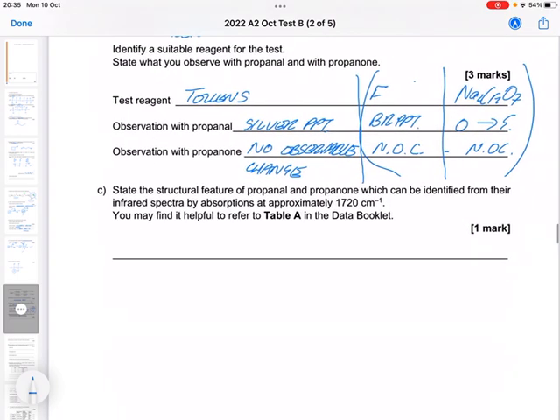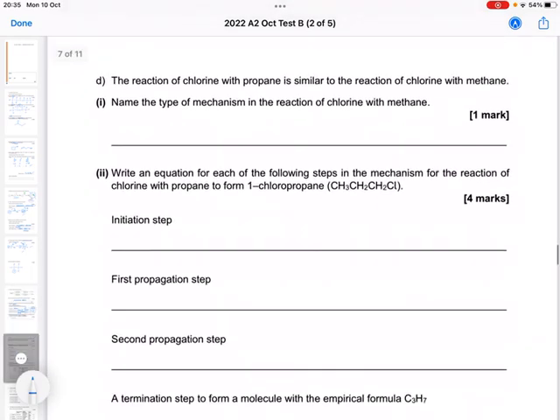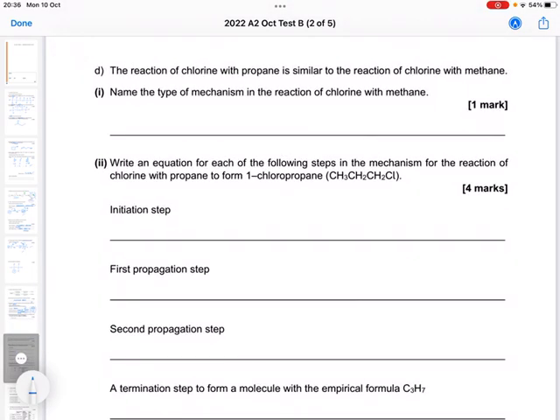Okay. Part C, state the structural feature of propanal and propanone which can be identified from their infrared spectra by absorptions at approximately 1720. You may find it helpful to refer to the data sheet. Just check this on the data sheet, but this is screaming at you that this is the carbonyl. D, the reaction of chlorine with propane is similar to the reaction of chlorine with methane. So the type of mechanism is going to be free radical substitution.